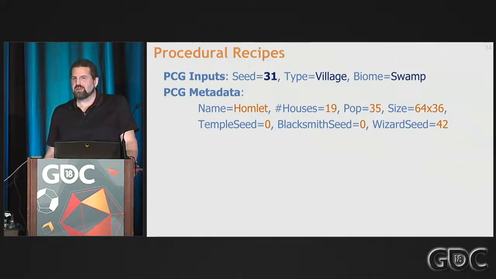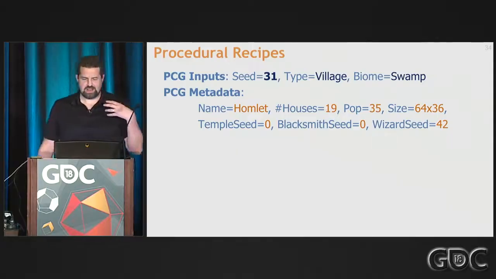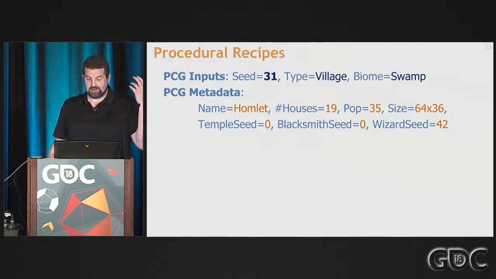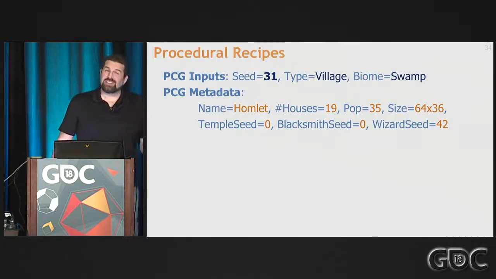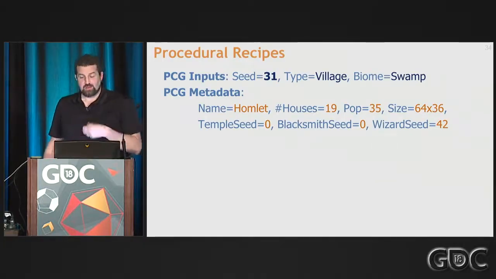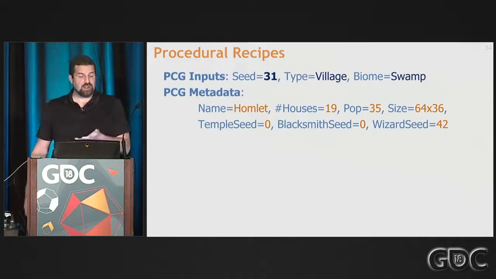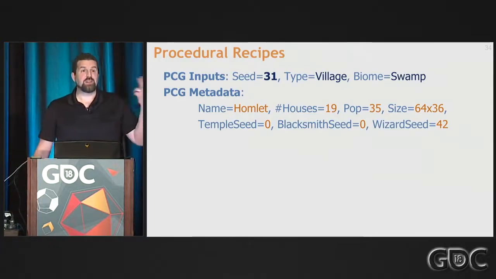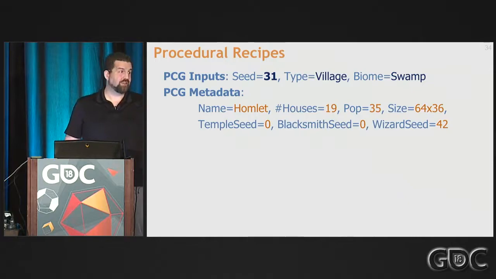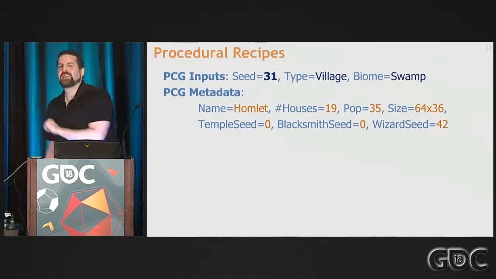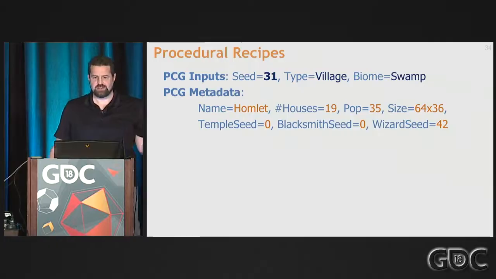There's no limit on what you can write down in terms of the metadata. For example, this village, I generated its name. It was the village of Hamlet. It has a size of 64 by 36. And I rolled a seed to see whether or not there would be a temple. And let's say I say 0 means there is no temple. Whether there's a blacksmith and whether there's a wizard. So now I know there is no temple, there's no blacksmith, and there is a wizard, and by the way, his seed is 42. So if you ever need to know anything about him, you can just generate him in a vacuum and see, oh, what would his name have been, will be, without even having the town instantiated.